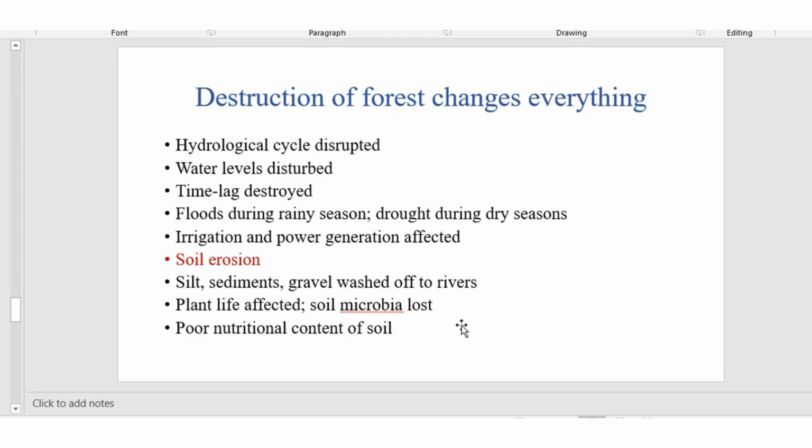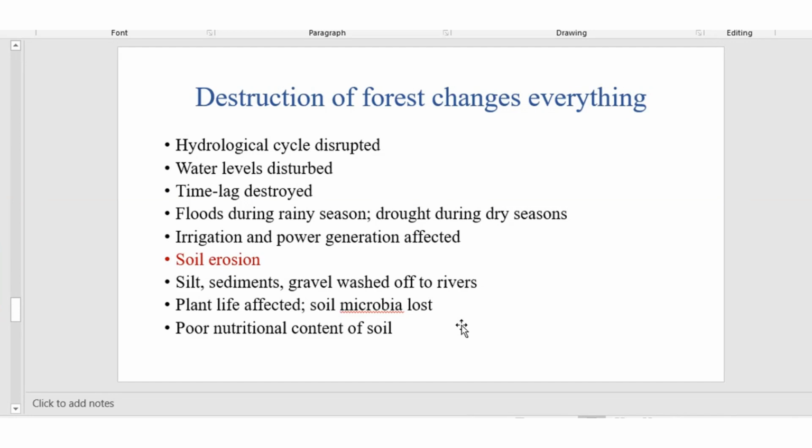The microorganisms which were carrying out nitrogen fixation or sulfur cycle or phosphorus fixation or mobilization, they're also affected. So the nutrient quality, the chemical as well as biophysical properties or the quality of soil, declines rapidly. So deforestation affects not only the abiotic factors like water cycle, it influences natural calamities like floods, but it's also responsible for a loss of a lot of plant as well as microbial life, and it causes events like soil erosion, which we'll be focusing on in detail.